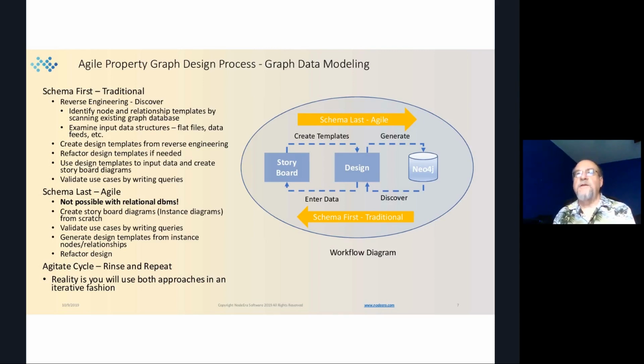So the reality, though, when you look at these approaches, is you're going to do both. You're going to go back and forth. There's always going to be some existing data that you have to analyze, and you really will do this in an iterative, back and forth fashion.